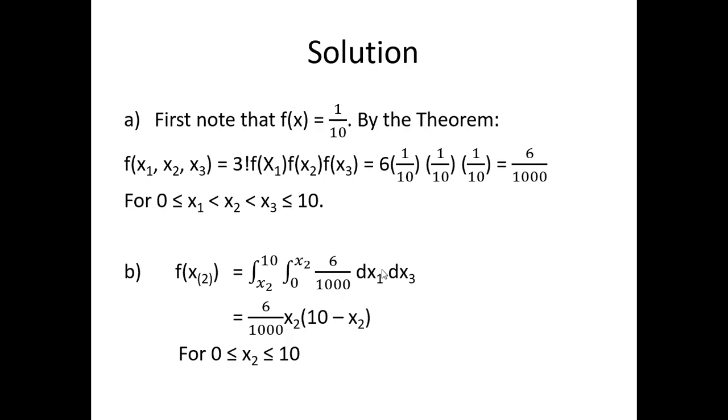And we know x3 is going to be between x2 and 10. So those are our limits here. And then we integrate whatever the result was from x1. So when we work this out, we get 6 over 1,000 times x2 times 10 minus x2, where x2 is between 0 and 10.